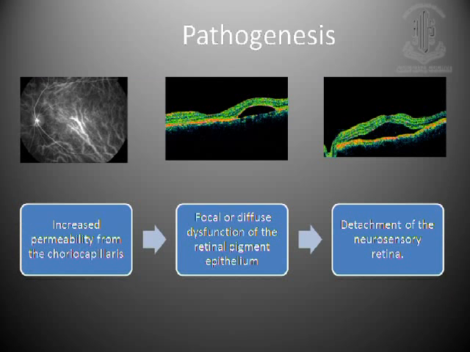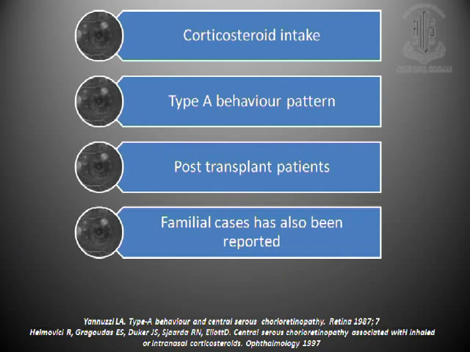Gass described that an increase in choriocapillary hyperpermeability was the main reason for CSR. This leads to a focal or diffuse dysfunction of the retinal pigment epithelium, which in turn leads to detachment of the neurosensory retina. Thus, we know that choroidal hyperpermeability is the first event in CSR. What causes this choroidal hyperpermeability is still not clearly understood.